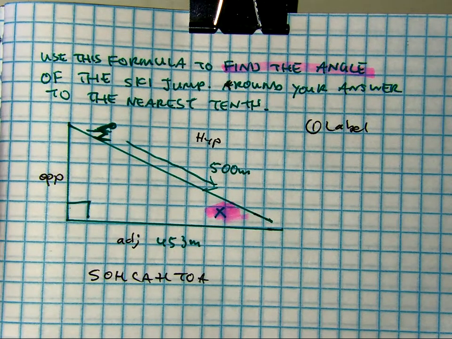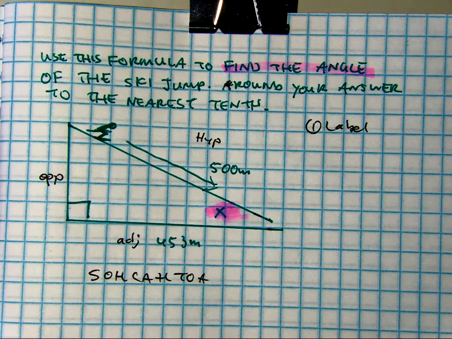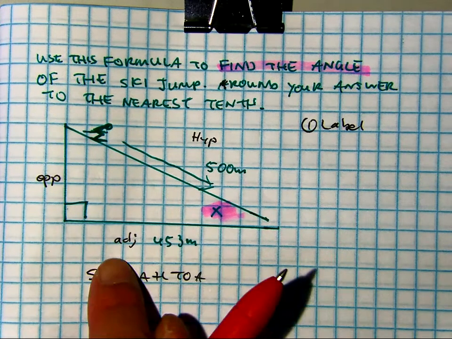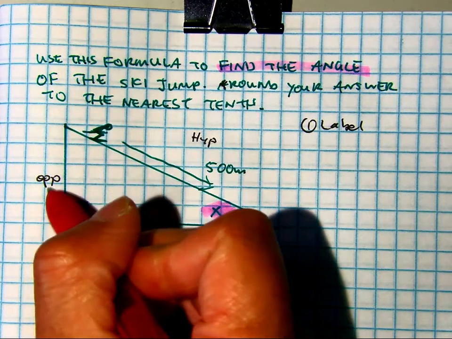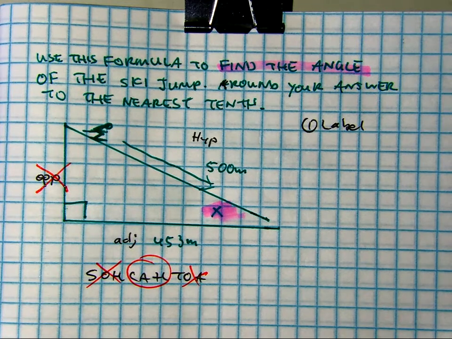Which trig function are we going to be using? Omar? Why cosine? We have the adjacent, we have the hypotenuse. The opposite has no variable or number, so we can cross out anything with an O. Cosine is correct.